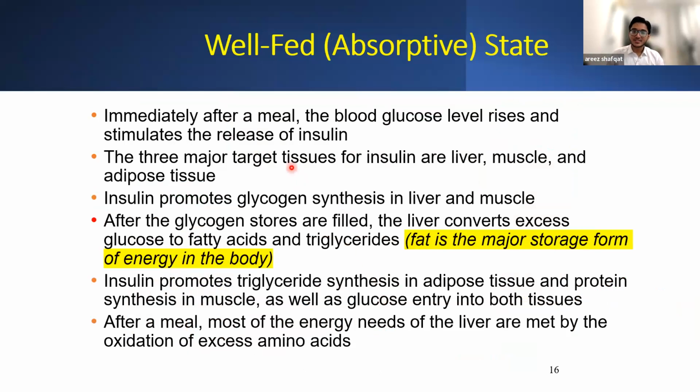Now, this is what the doctor said. Immediately after a meal, blood glucose rises and stimulates the release of insulin. There are three major target organs for insulin: the liver, the muscle, and the adipose tissue. Insulin stimulates glycogen synthesis in the liver and the muscle. After these glycogen stores are full, insulin converts the excess glucose to fatty acids, and then that's made into triglycerides, because fat is the major storage form of energy in the body. Insulin then stimulates triglyceride synthesis in adipose tissue and protein synthesis in skeletal muscle, as well as glucose entry into both tissues. This is mediated by GLUT4, okay?